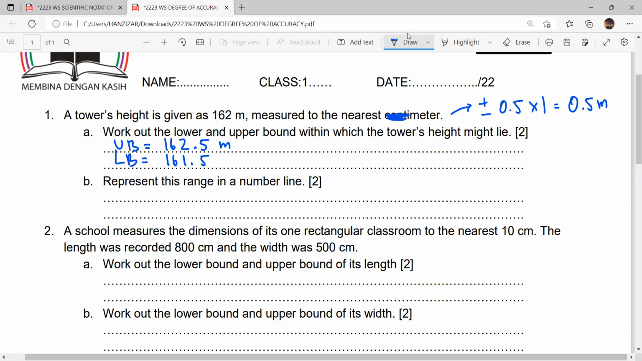And represent this range in a number line. Okay. Lower bound is 161.5 meter. And then there you go, 162.5 meter. Okay, that's it. And if you want to write 162, it's still okay, no problem. Okay, that's the number line.